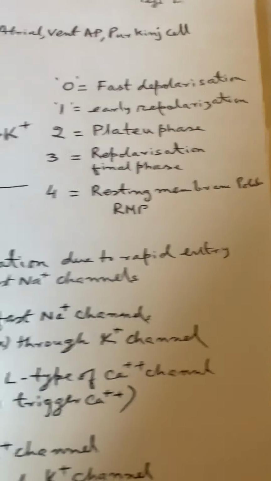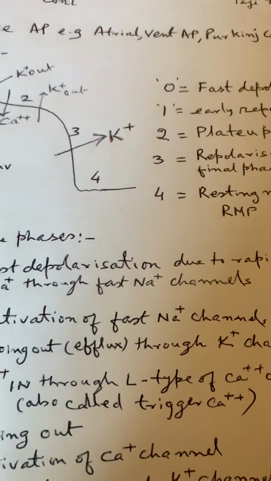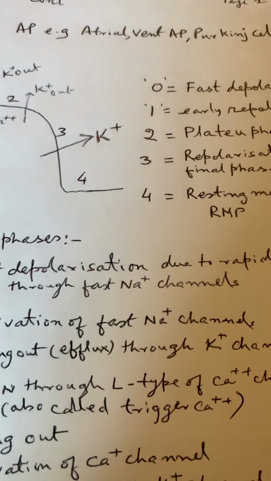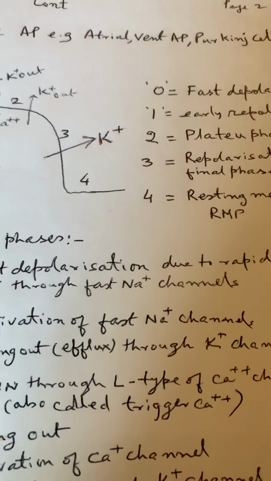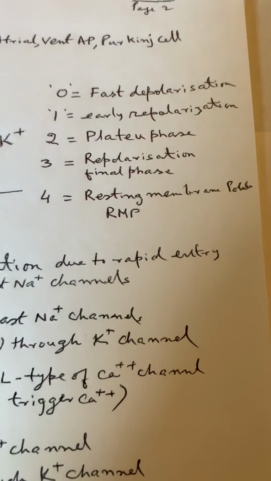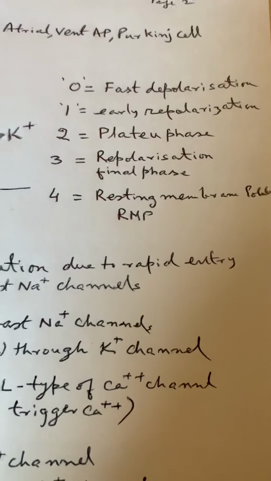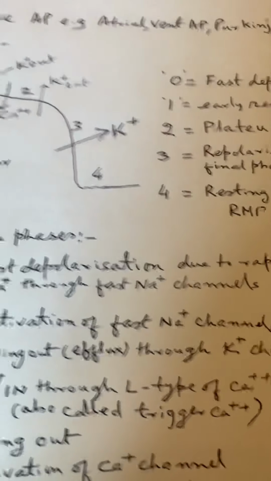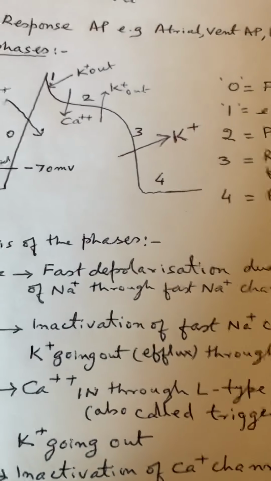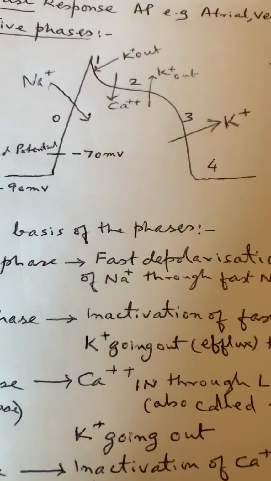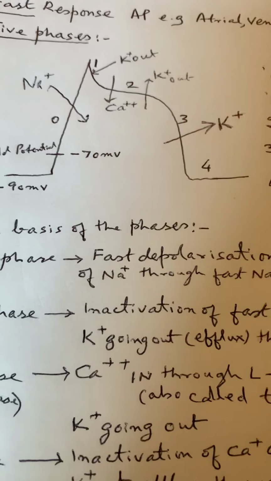And phase 4 is flat here, whereas in the SA node and AV node, you have seen that there is a slope. Here it is flat, and it is because of the resting membrane potential. Back to resting membrane potential. So these tissues normally cannot initiate any rhythmicity.